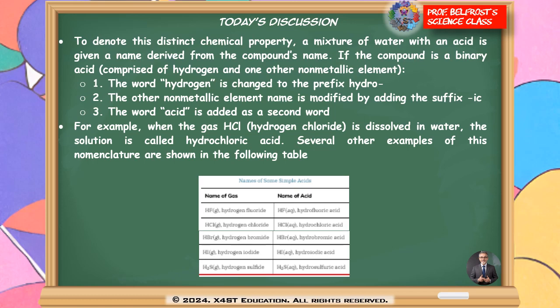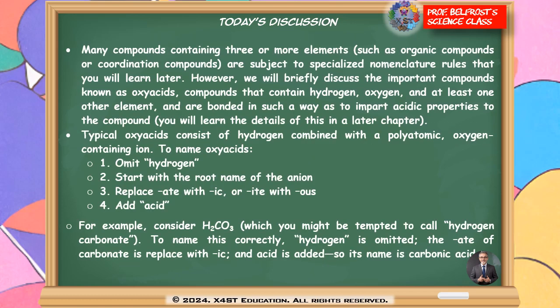Okay, great. Quite many. But let's move to another topic. Many compounds containing three or more elements, such as organic compounds or coordination compounds, are subject to specialized nomenclatures that you'll learn later separately. However, we'll briefly discuss the important compounds known as oxyacids. So what is an oxyacid? Oxyacids are compounds that contain hydrogen, oxygen, and at least one other element, and are bonded in such a way as to impart acidic properties to the compound.